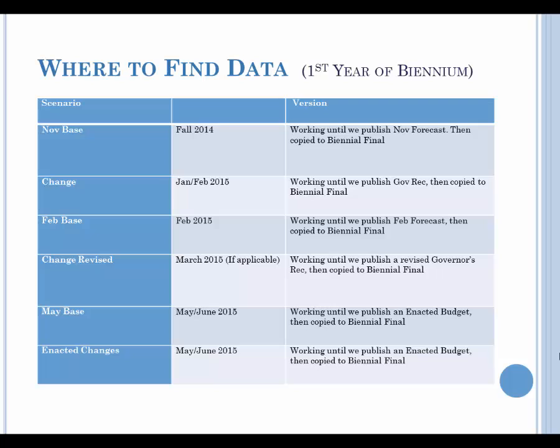Here is a snapshot of where to find data once it has been entered. For base budget development in the fall of 2014, all data is entered at scenario equaling November base and version equaling working. Use these scenario and version numbers through the publication of the governor's budget in January of 2015.